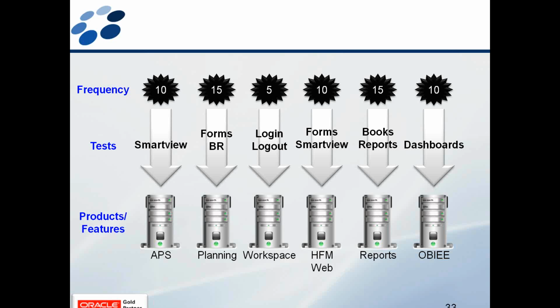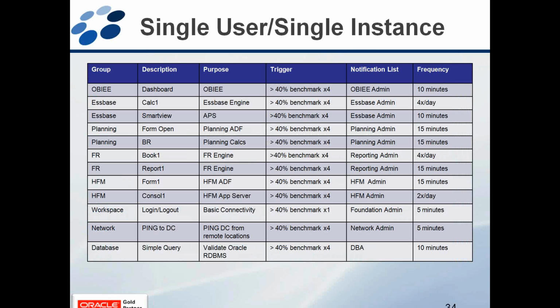Where something is inexpensive, like a login, we might run it every 5 minutes. For something that's more expensive, like running a book of reports, maybe we do that every 15 minutes or every hour. And in doing so, it marries up to what a single user, single instance test suite could look like. So similar to what we were just looking at before, which is a single user test for various data points, and define our trigger criteria.